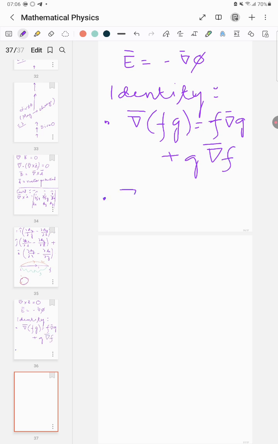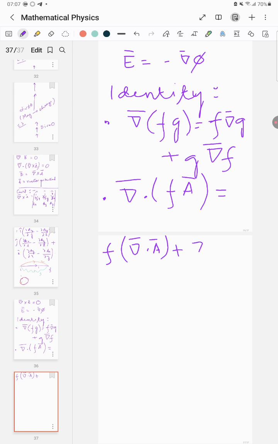Number 2, divergence of fa. In the first case, f and g both were scalars and gradient was being found. In the second case, f is a scalar but a is a vector, and we are finding its divergence. So divergence of fa would be f divergence of a plus grad f dot a.